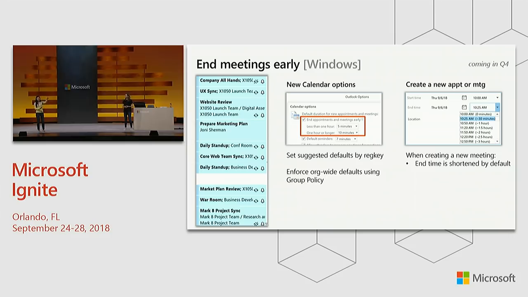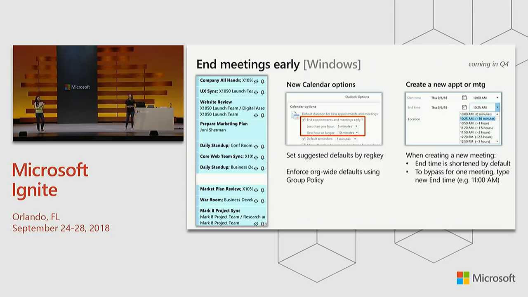So the experience when you create a new appointment or meeting is you'll see that the end time is automatically reduced. I had selected 10 to 10:30 on my calendar, but the meeting got created as 10 to 10:25. And even as I go to adjust the end time, all of the end times are adjusted by the shortening period that you specify. We really tried to be exhaustive about covering every entry point that you can use to create a meeting in Outlook for Windows. There are many of them, but we think we got them all.